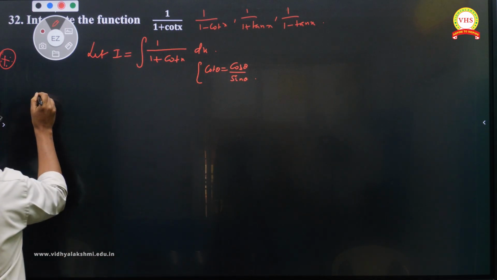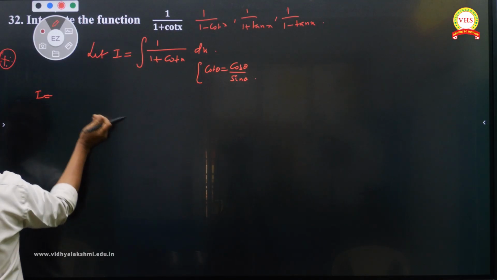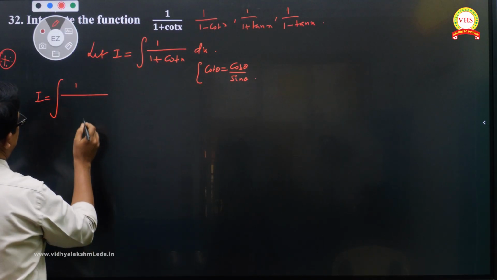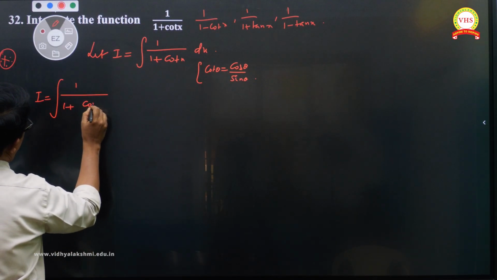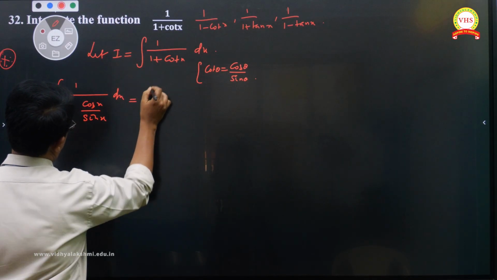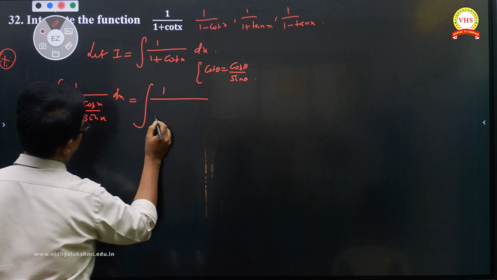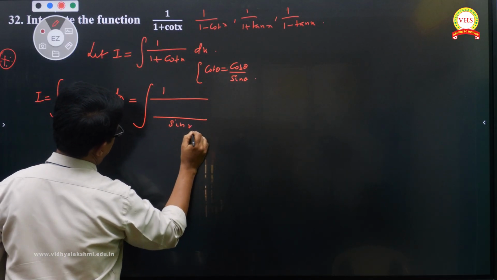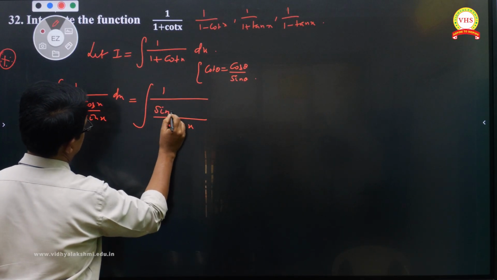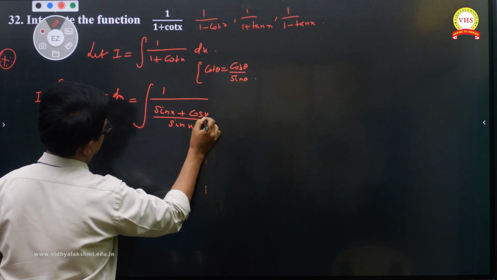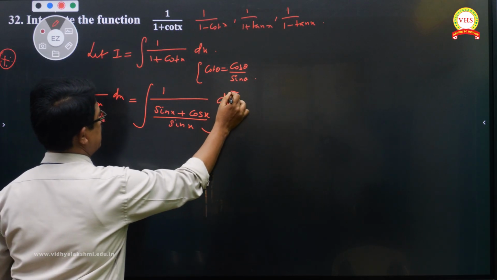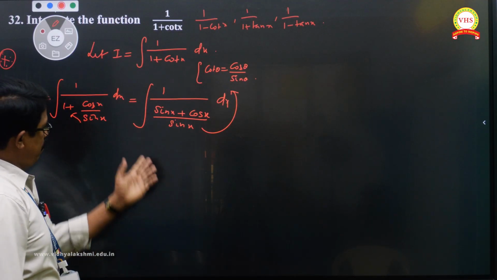Some adjustment is needed here. I equals integral 1 by 1 plus cos x divided by sin x dx. Now this is integral 1 divided by the LCM of the denominator, sin x. Cross multiply here. What do we get? Sin x plus cos x, into dx.